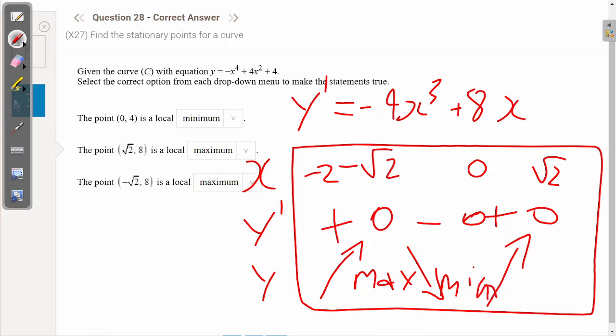And something after radical 2, let's choose 2. So negative 4 times 2 cubed plus 8 times 2. It will be negative, so it will be going down. So another maximum. And here you just put minimum, maximum.